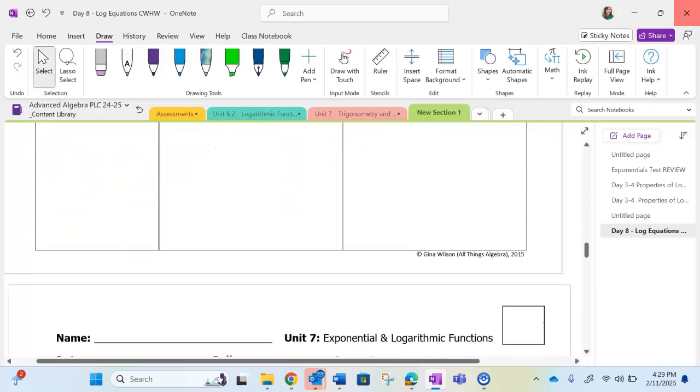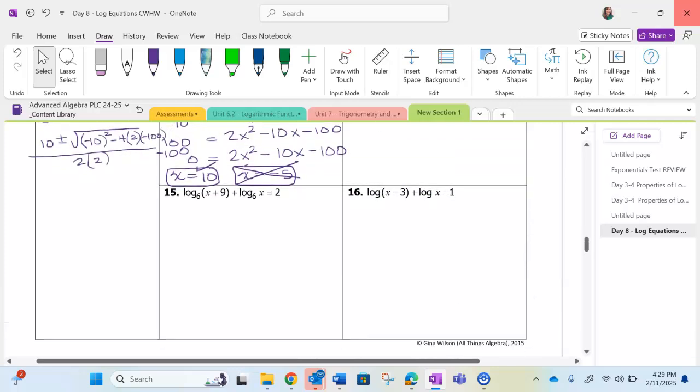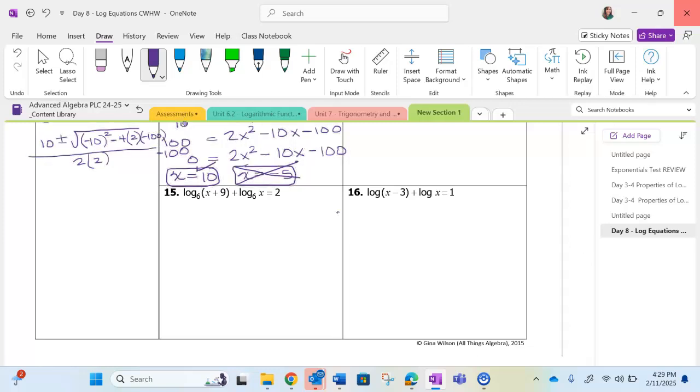Problem 14, let's see, I can do one more. I'm going to do, doesn't matter which one, I'll do number 16. So again, let me highlight. Again, I have 2 logs. That means I have to condense.